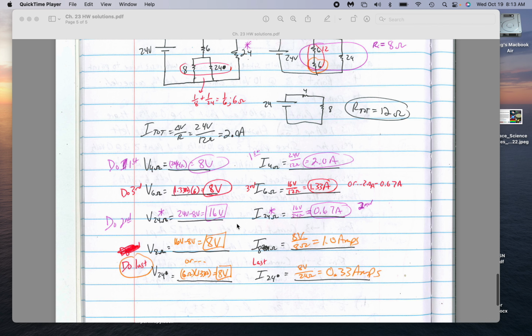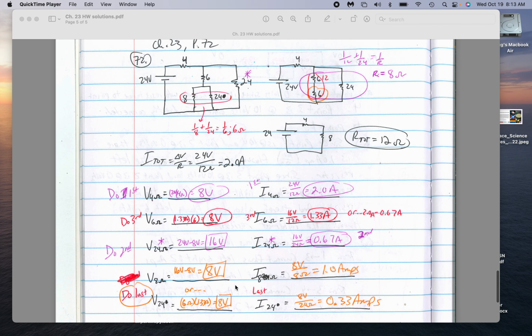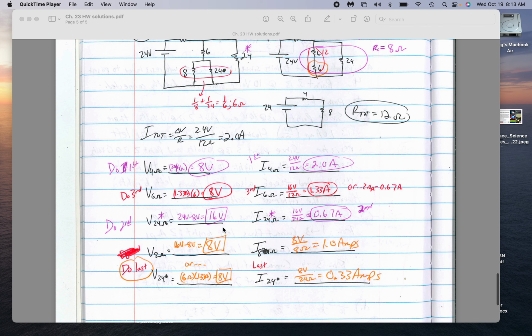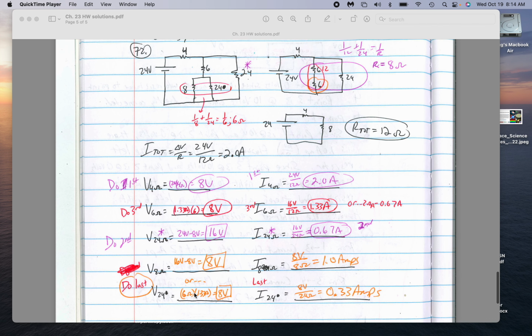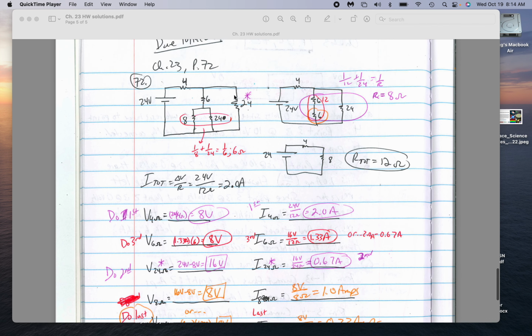The last ones I do are these two. There's a bunch of ways you could figure this out. I showed 2 down here. If we treat this as an equivalent 6 ohm resistor for these two, and we just found out we had 1.33 amps going through this part of the circuit, I could say 1.33 times 6 ohms equivalent gives me 8 volts. Or I could recognize that across this whole component, I have 16 volts potential difference.